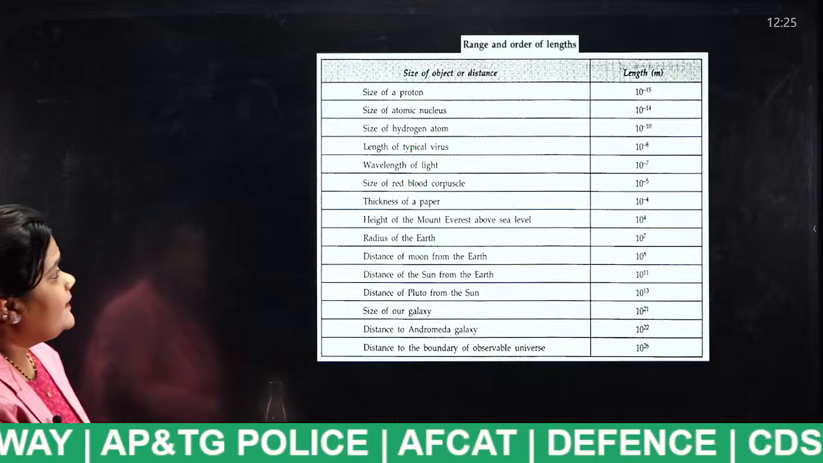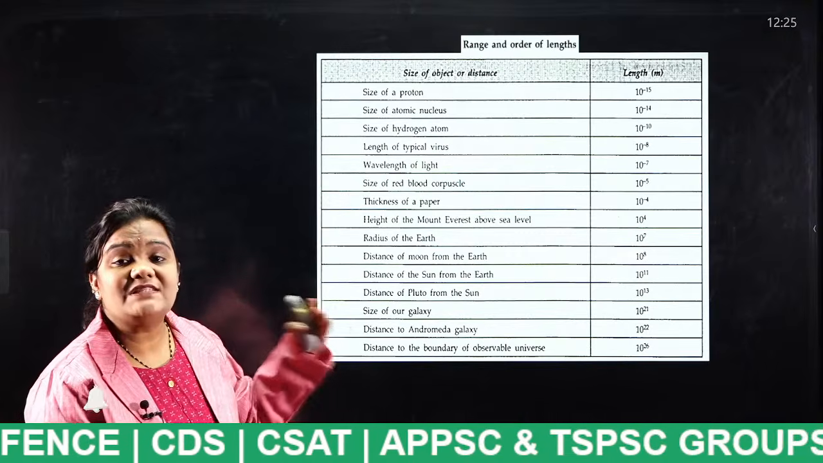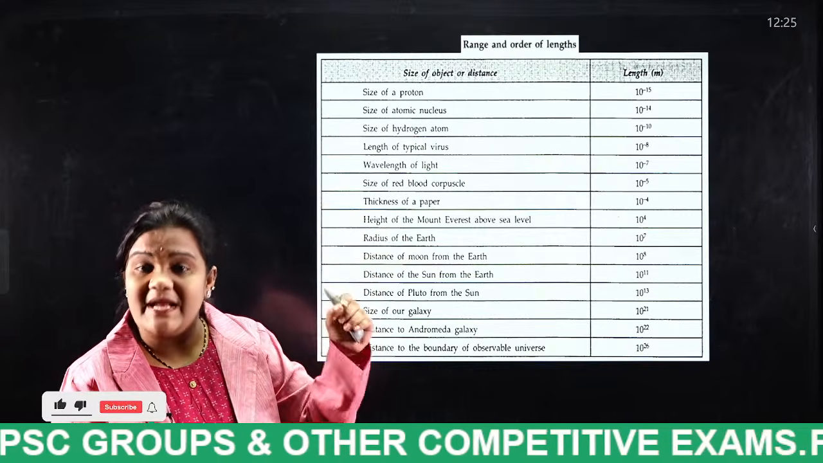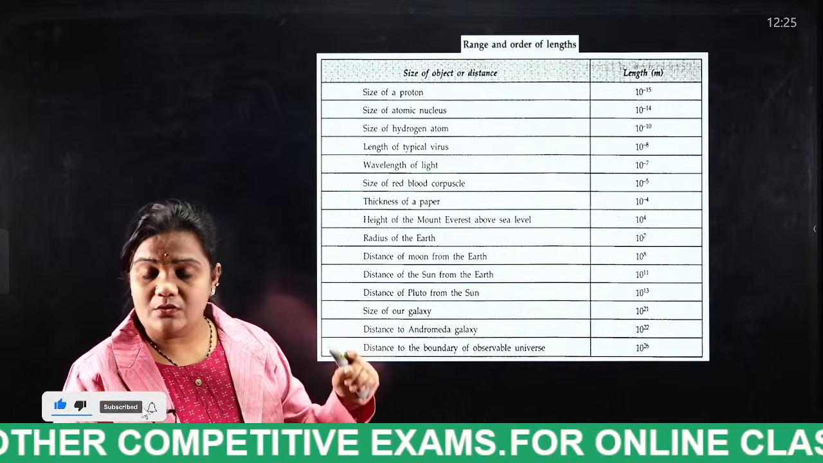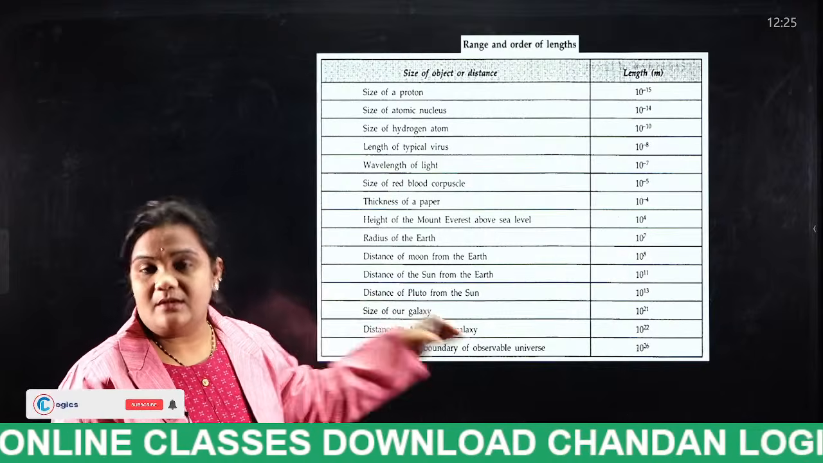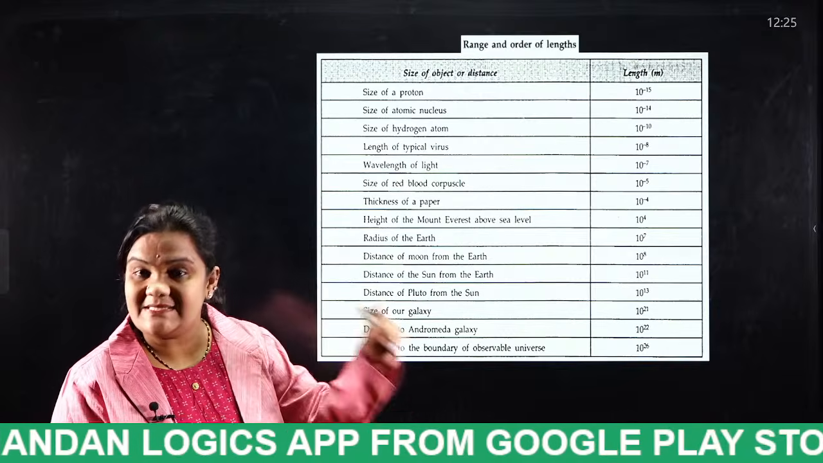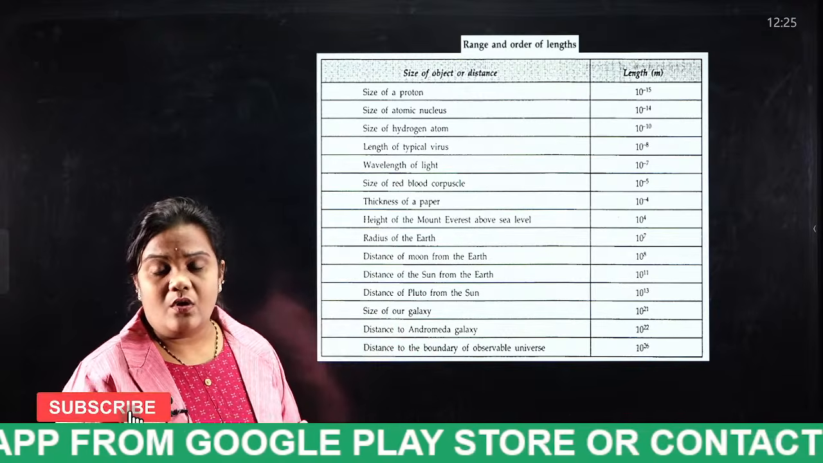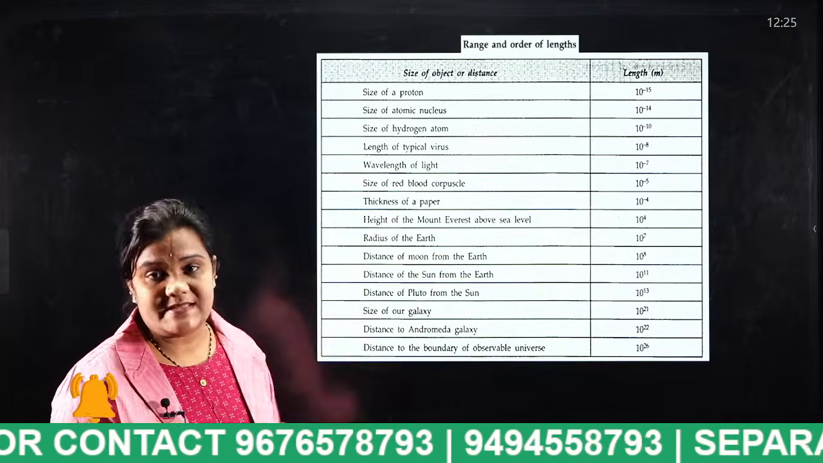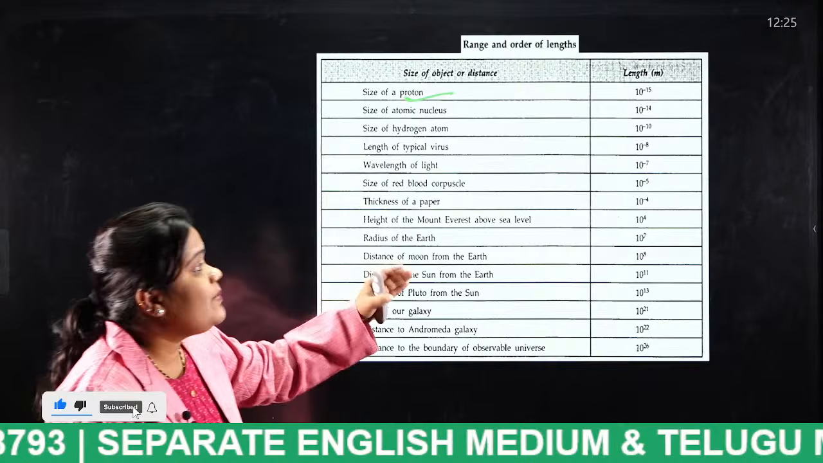And the size of a proton, how will it be measured? In order not to miss any question, you should not miss a single mark from this chapter. That's why I am stressing in detail, and explaining everything in detail. For this purpose I have given all the tables which are helpful for your examinations. The size of a proton is 10 power minus 15.